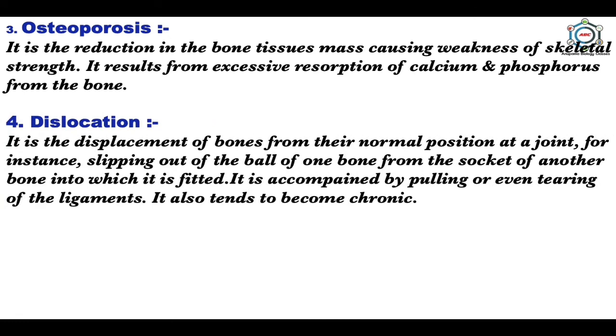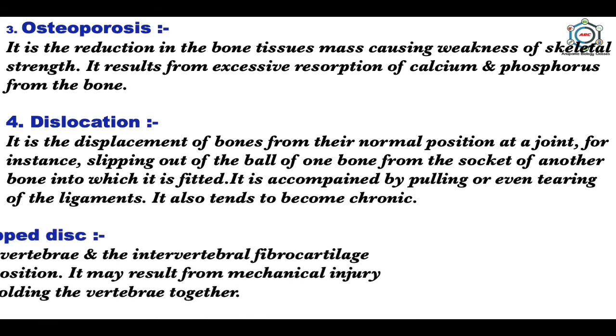Now, dislocation. It is the displacement of bones from their normal position at a joint. For instance, slipping out of the ball of one bone from the socket of another bone into which it is fitted. So, it is accompanied by pulling or even tearing of the ligaments, which tends to become chronic.